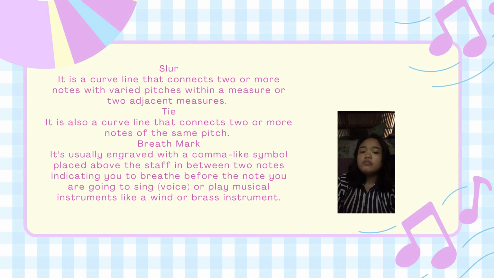Next is the tie. It is also a curved line that connects two or more notes of the same pitch. The two notes connected by a tie must be the same pitch. It does not matter at all if they are different rhythmic values. For example, a tie can connect a quarter note to a half note as long as the quarter note and half note are both the same pitch, for example, a G.